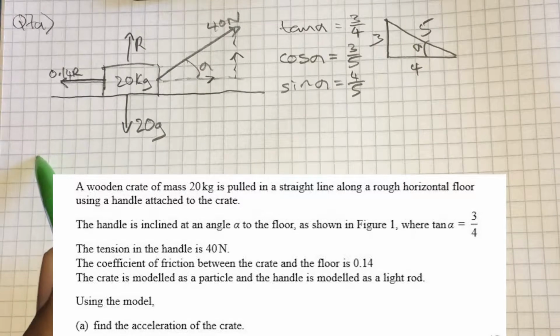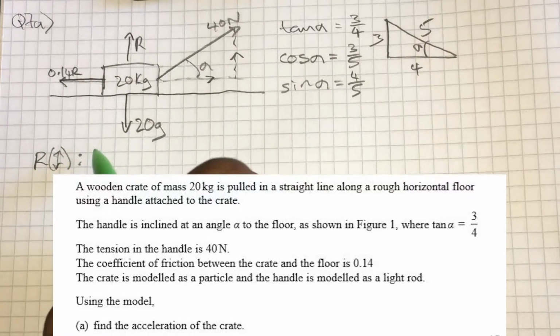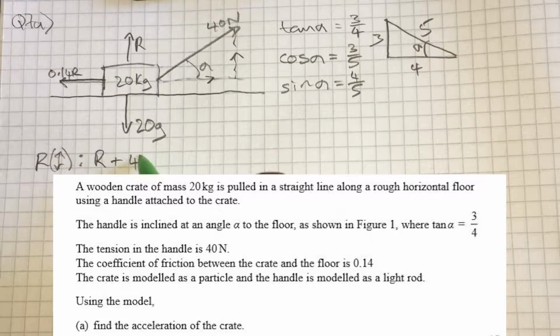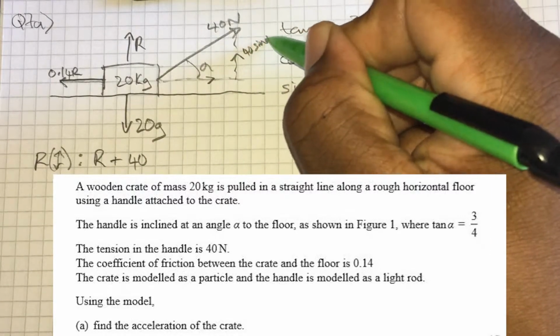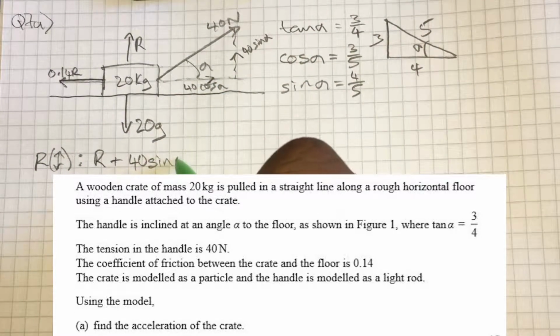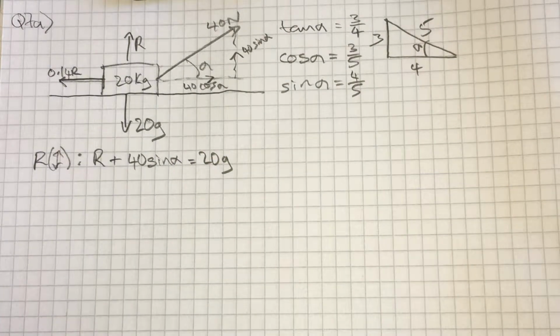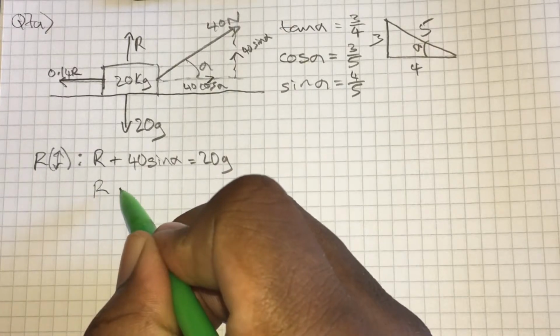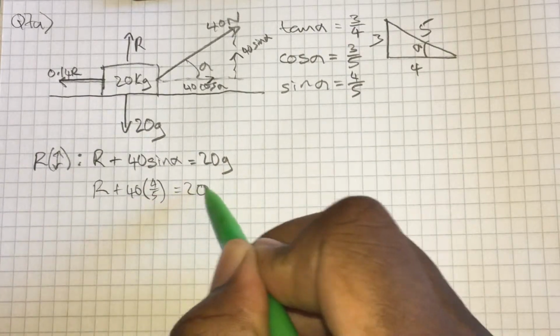Okay, and now we can start to resolve. So let's start by resolving vertically. So the reaction force plus the vertical component of the tension should equal 20 g, vertical component being 40 sine alpha. Sine alpha we already found was 4/5. So R plus 40 sine alpha equals 20 g. On the next line, I'll substitute. So R plus 40 times 4/5 equals 20 g.